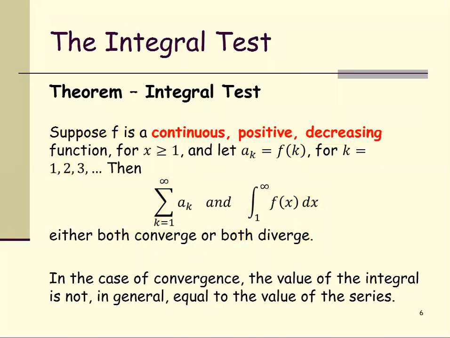The integral test. Suppose the function f of x is a continuous positive decreasing function for x greater than or equal to 1, and a_k is the k-th term of the infinite series for k equals 1, 2, 3, and so forth. Then the infinite series of a_k, k from 1 to infinity, and the improper integral of the function f of x from 1 to infinity either both converge or both diverge. In the case of convergence, the value of the integral is not equal to the value of the series.